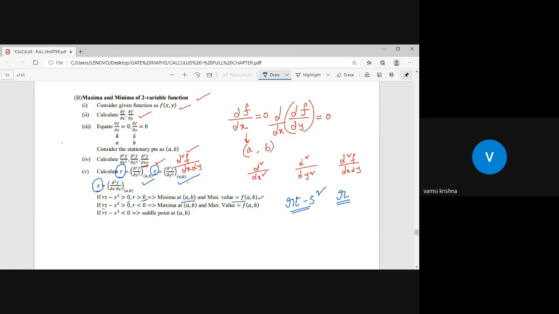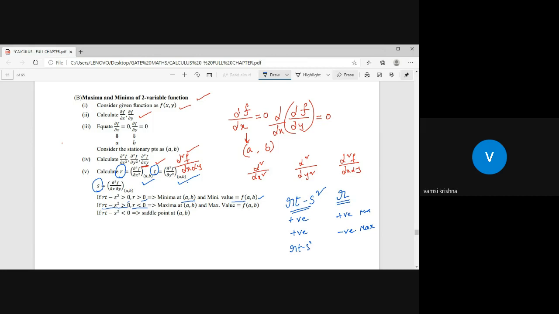If r t minus s square is greater than 0 and r is also positive, then you can confirm minima. If the first part is positive and second part is negative, that is r less than 0, then you can confirm maxima. If the first part itself is negative, then there is no question; you cannot say any maxima or minima, and no need to compare r.